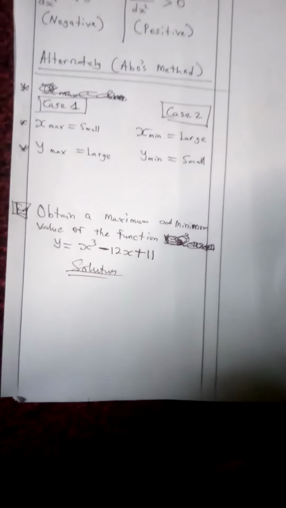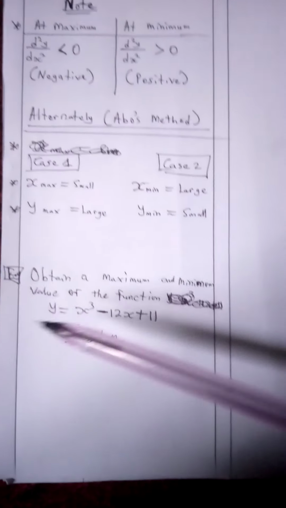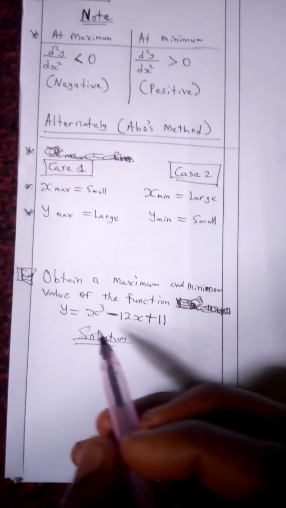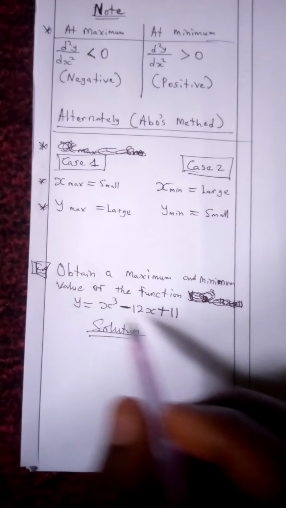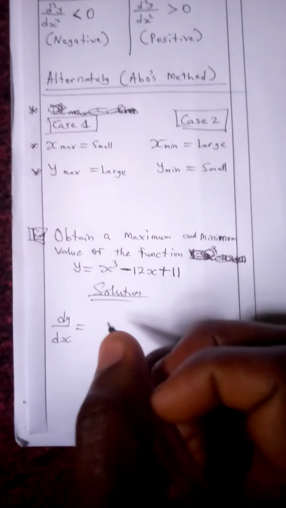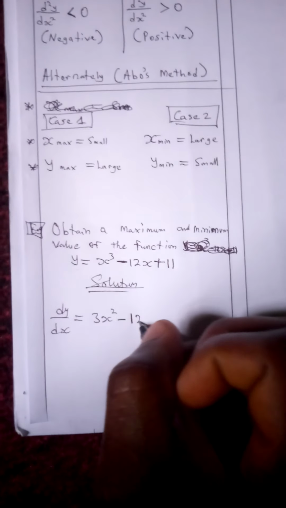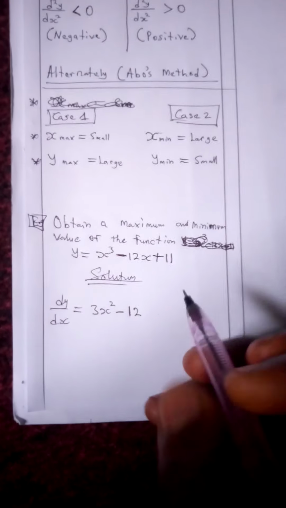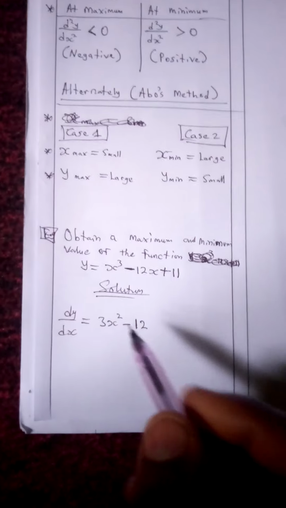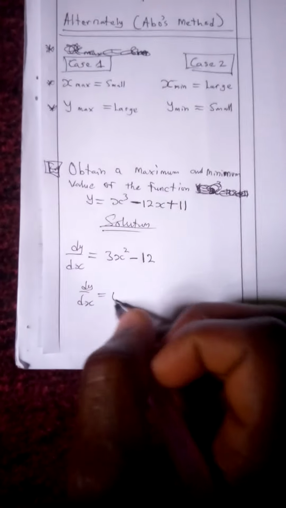Looking at example 1 now, we want to find the maximum and minimum points of this function. The first thing we need to do is differentiate this polynomial. When we differentiate it, dy over dx will give us 3x squared minus 12. At this point, where we have 3x squared minus 12, we know that dy over dx is equal to 0.